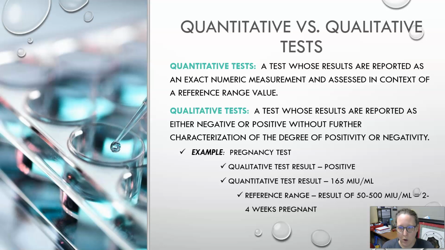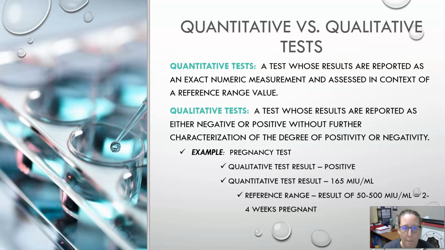Quantitative versus qualitative test. A quantitative test is a test whose results are reported as an exact numeric measurement, an exact number. It has a quantity, it has a value. And that quantity or value is then assessed in the context of a reference range. And so it's in the reference range or it's out of the reference range, meaning the reference range would represent what would be normal in the population.